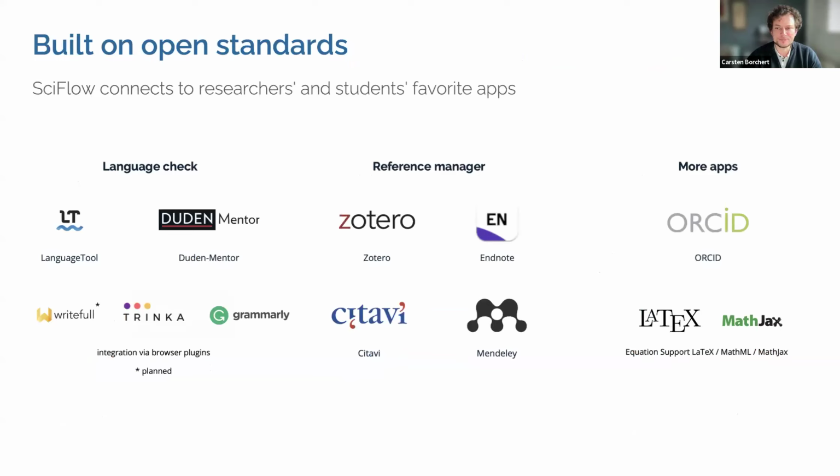There are also integrations we support. It's always our goal not to reinvent the wheel, but to use what's already out there. Reference managers, for example, are a great example, but also there are language checkers that are integrated, and things in academia which are a necessity. For example, ORCID for easier retrieval of author information, so you don't have to type in your institution in SciFlow, or if you need to write equations, you can do this in LaTeX code.